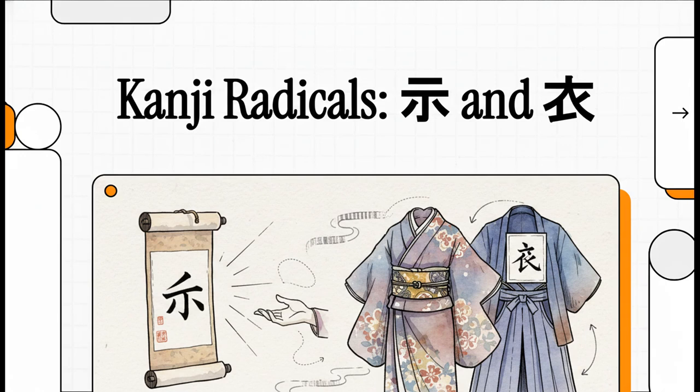All right, listen up. We're not just learning kanji today. We're going to dismantle it. We're going to conquer the entire system by mastering just two key radicals: shimesu, which is all about meaning, and koromo, which is all about appearance. This is the strategy. Pay attention.